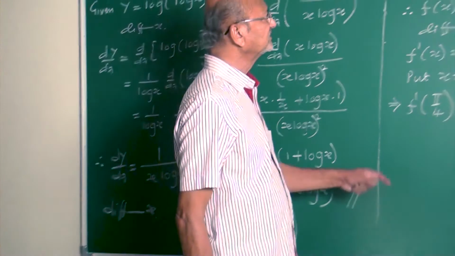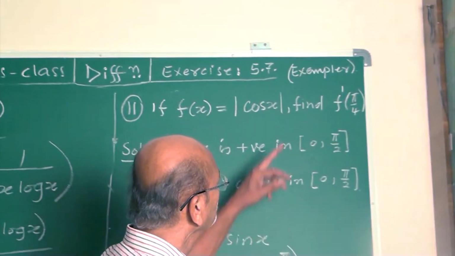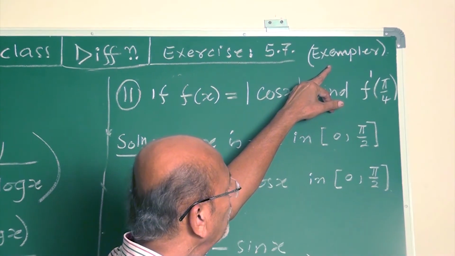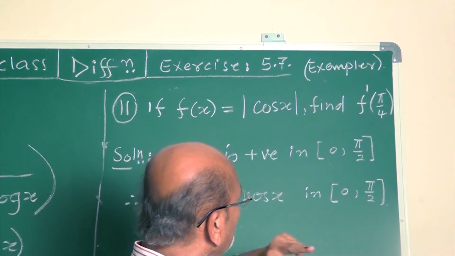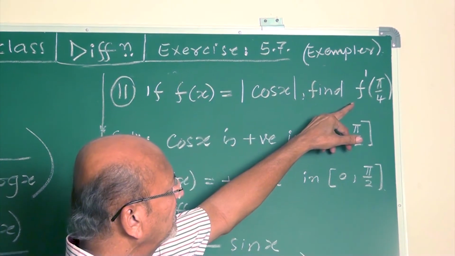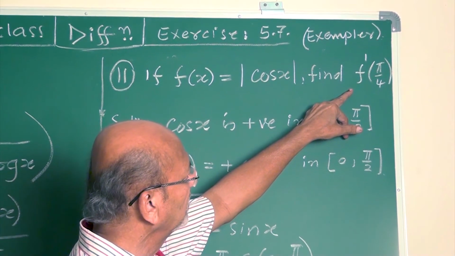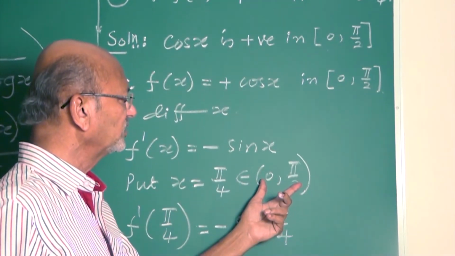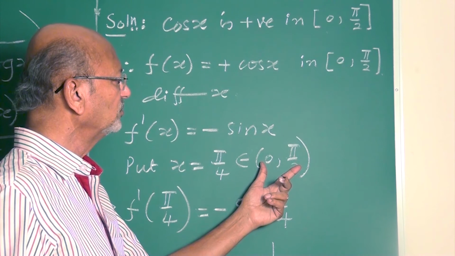This is another example. This example is from the exemplar. It is a good example under 2-mark question. Little change. If f(x) equal to mod cos x, find f dash pi by 4. Since pi by 4 belongs to the interval 0 to pi by 2.